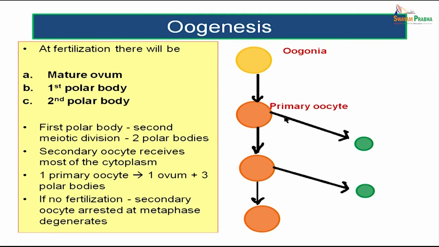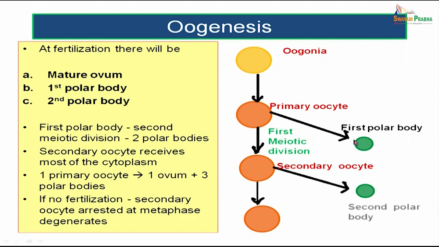So this is the oogonia. Now you can see the formation of the primary oocyte. Now it's time for the first meiotic division. After the first meiotic division, the primary oocyte will form the first polar body and the secondary oocyte. This is what we have seen in a graafian follicle. When we look at the graafian follicle, we can see a secondary oocyte and the first polar body in the perivitelline space.